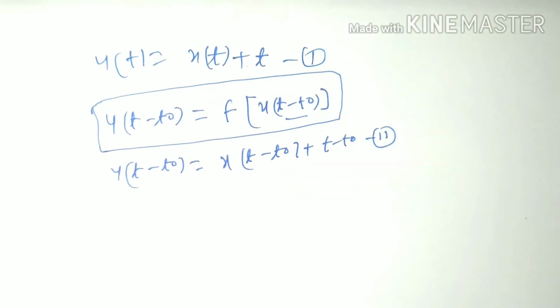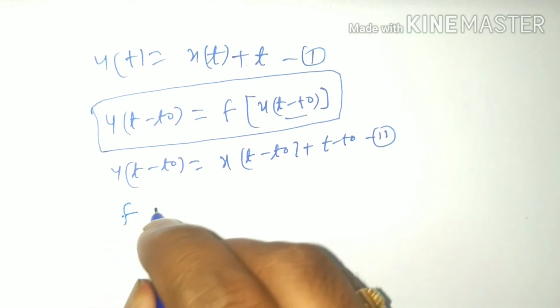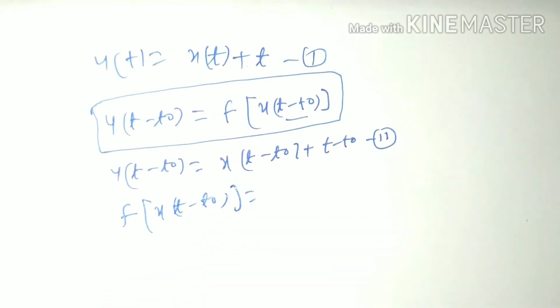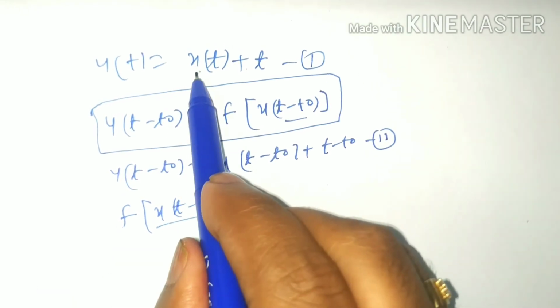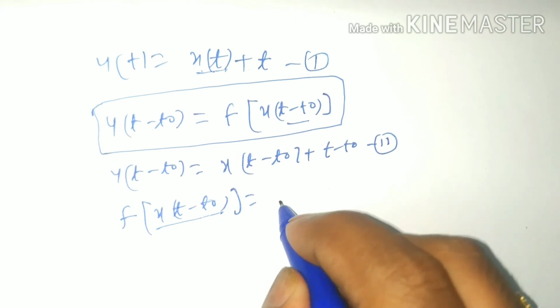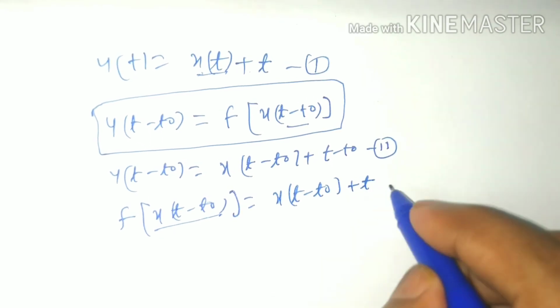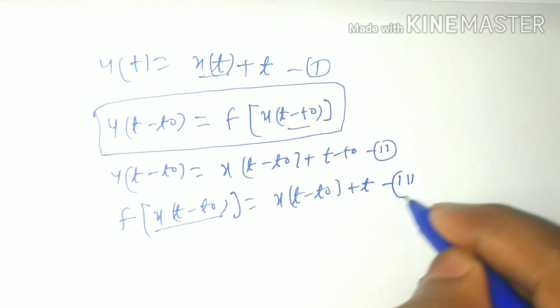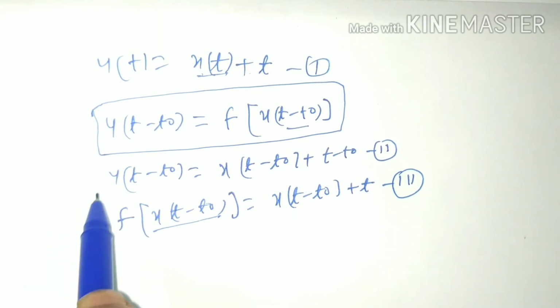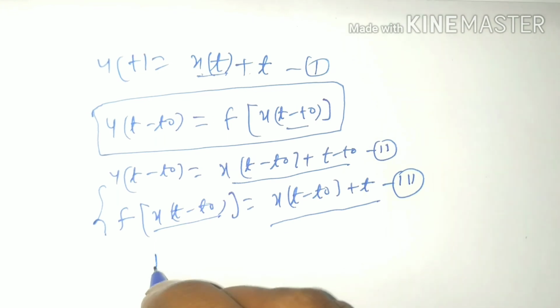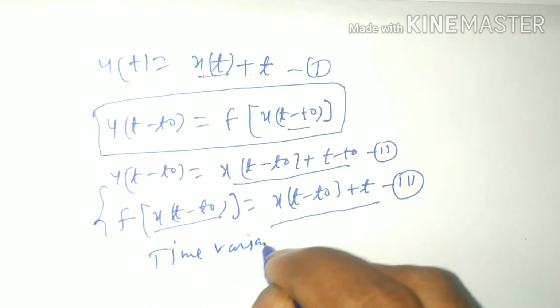Let this one be equation first, and we have to find the response to x(t minus t naught). So here we have to put x(t minus t naught) in place of x(t), then it becomes x(t minus t naught plus t). Let this one be equation third. We can see that these both terms are not equal, so it is not a time invariant system, it is a time variant system.